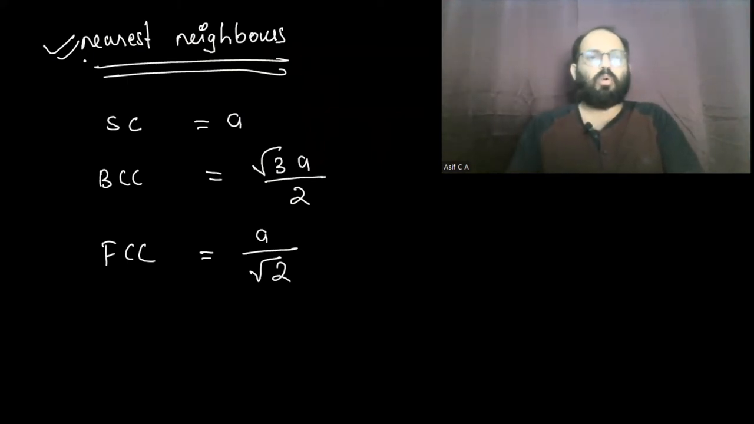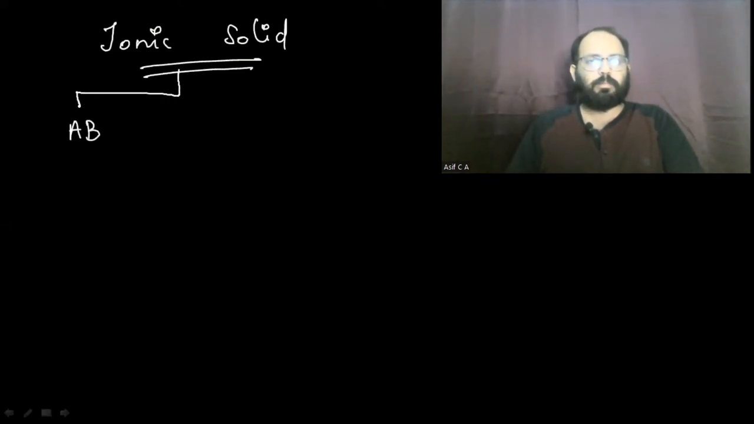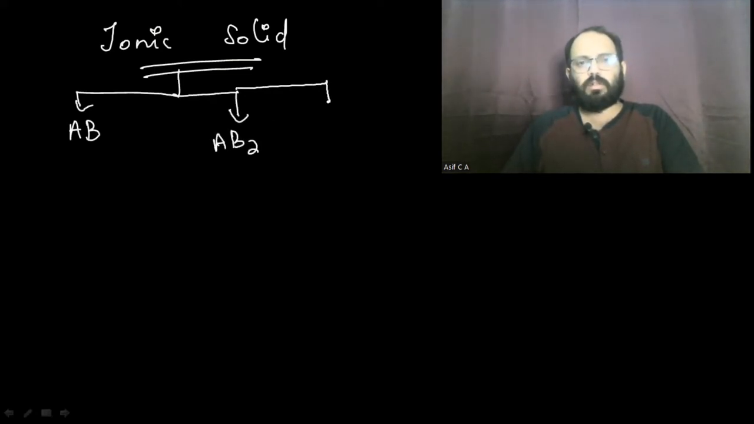Okay, now we will be moving directly into the ionic solids. We have to discuss a few very important ionic solids. Which ionic solids will we discuss? We have AB type ionic solids, then AB2 type solids, and A2B type ionic solids.